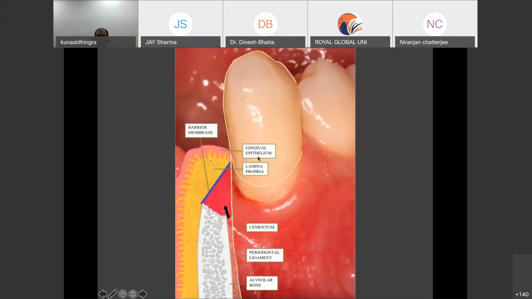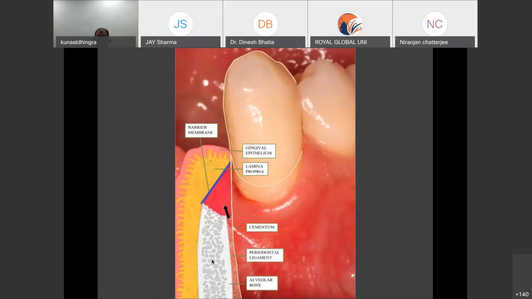So basically it has four components, that is gingiva or the gums. Then there is cementum, which covers the root surface or the part of tooth which is hidden beneath the gums. Then there is periodontal ligament, which connects the cementum to the alveolar bone. And then of course the alveolar bone, which surrounds the teeth and gives it the support.